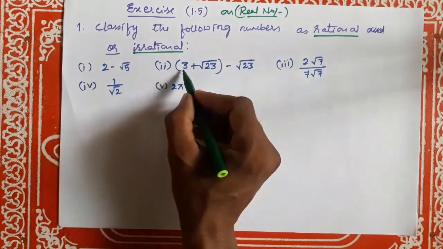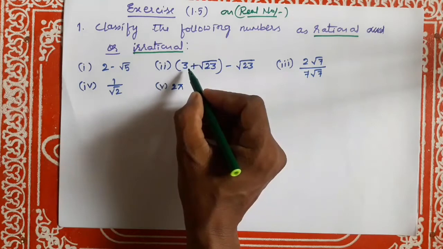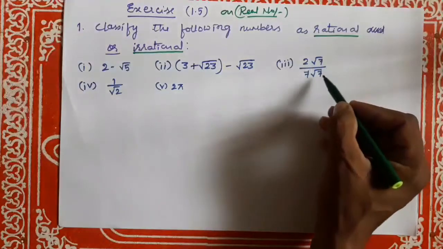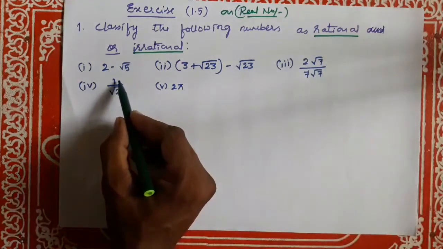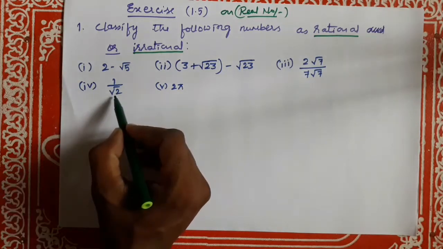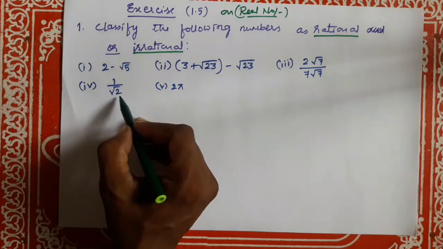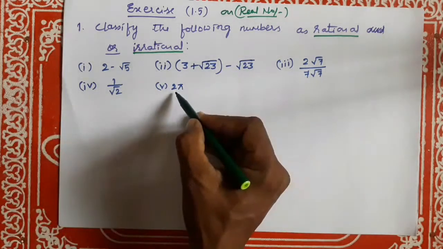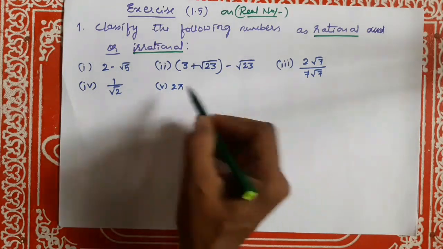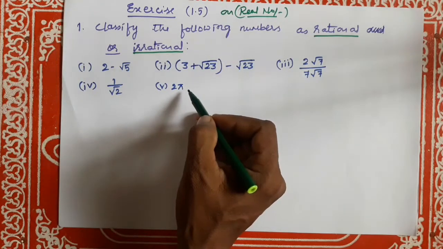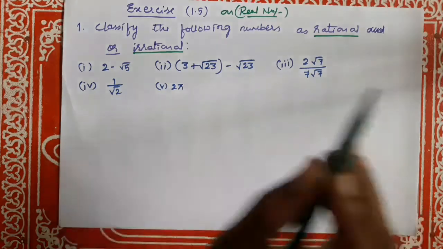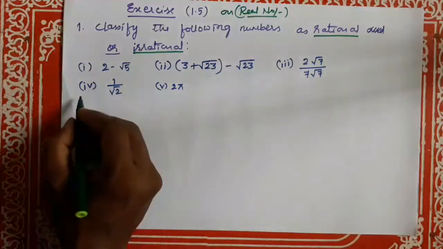Root 23 is also irrational, but these two will get cancelled. 3 is remaining, and 3 is a rational number. See here, root 7 will get cancelled, so 2 by 7 is a rational number. See, 1 by root 2: here root 2 is irrational, so 1 by root 2 is irrational. 2 pi is also irrational, because what is the value of pi? The Indian value is 22 by 7, which is 3.143 and so on.